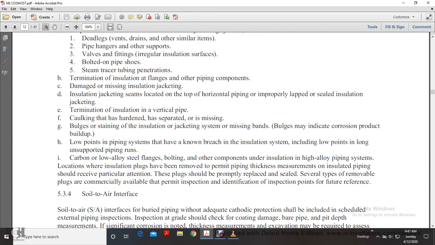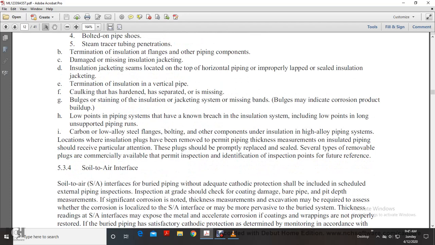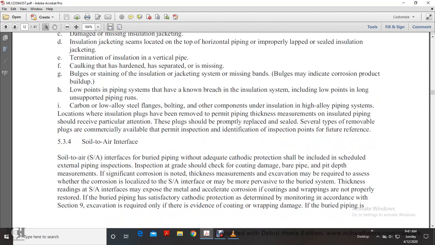Low points in a piping system that are known to breach the insulation system include low points or long unsupported pipe runs, carbon and low alloy steel flanges, bolting and other components, and under-insulation high alloy piping systems. Locations where insulation plugs have been removed to permit piping thickness measurement of the insulated piping should receive particular attention. These plugs should be properly replaced and sealed. Several types of removable plugs are commercially available, with the permit for inspection identifying inspection points for future reference.